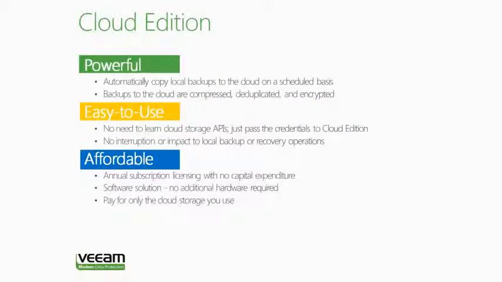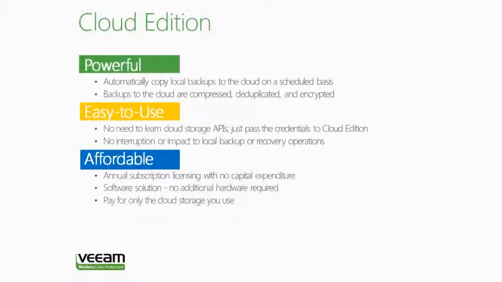Veeam Backup and Replication Cloud Edition is a powerful, easy to use, and affordable solution that allows you to automatically copy your local backups to the cloud on a scheduled basis. Those backups are compressed, deduplicated, and encrypted. There's no need to learn cloud storage APIs. You simply pass your credentials to the Cloud Edition. There's also no interruption or impact to local backup or recovery operations.